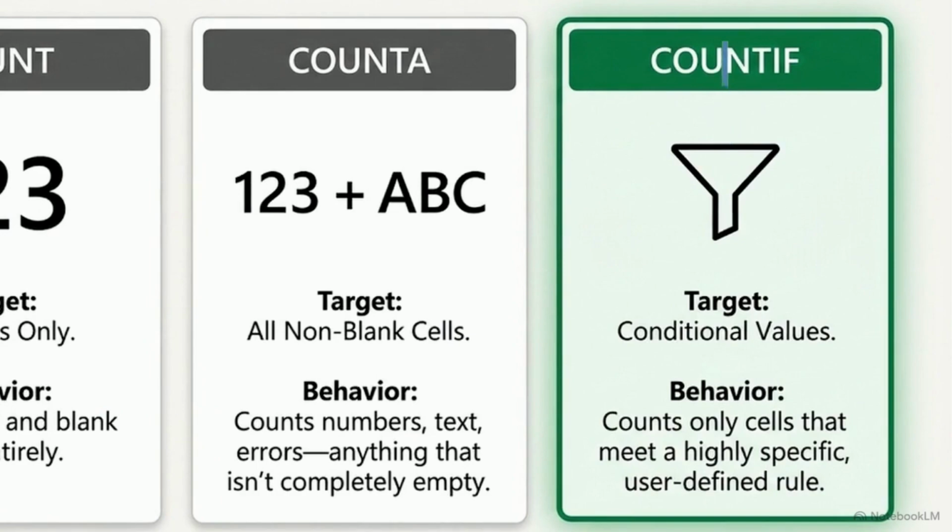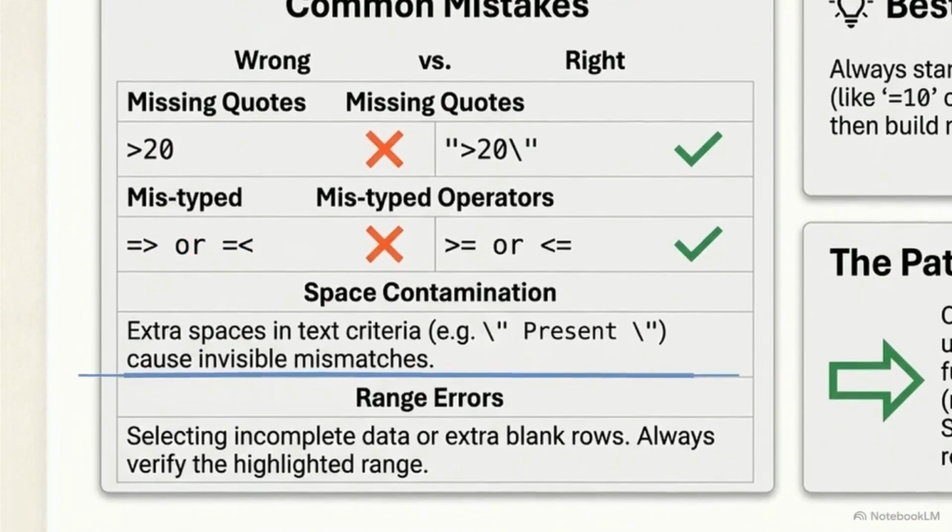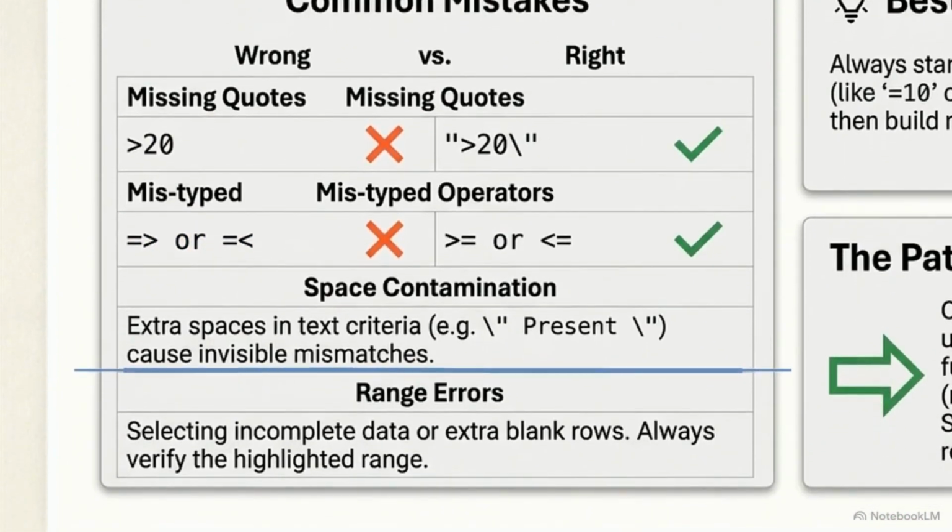When applying those rules, avoid these beginner traps. The most common error is the failure to wrap mathematical expressions in double quotes, which will break the formula. You also want to avoid typing logical operators in the wrong order, like placing the equal sign before the greater than sign. And be careful not to leave invisible spaces inside your text criteria.